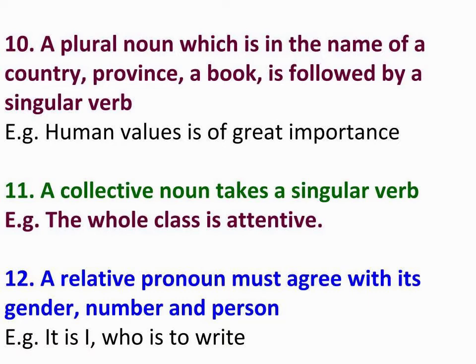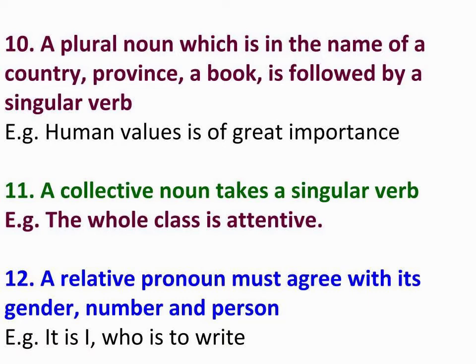Look at the 11th rule, a collective noun. Collective noun means what? A group of birds is called a flock. Like that, a collective noun takes a singular verb. The whole class is attentive. The cricket team is playing very well. So the team means the whole members.